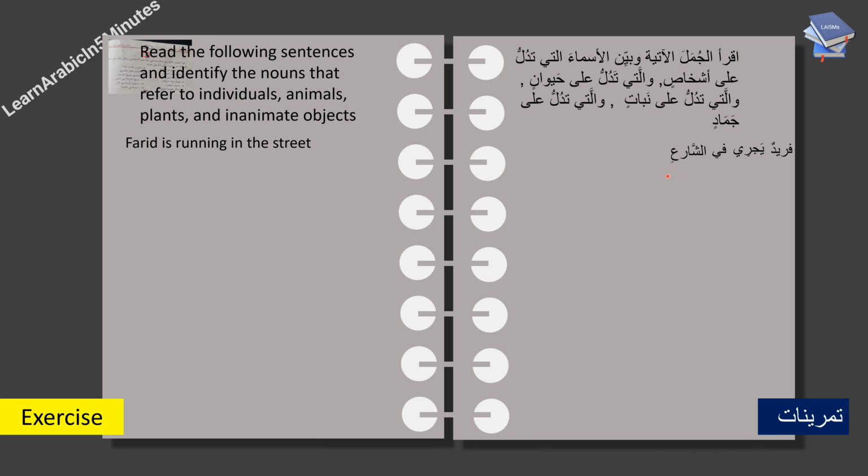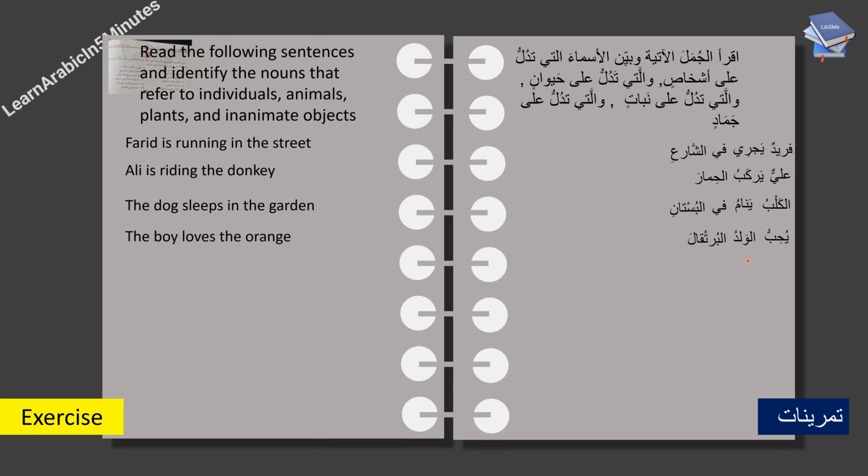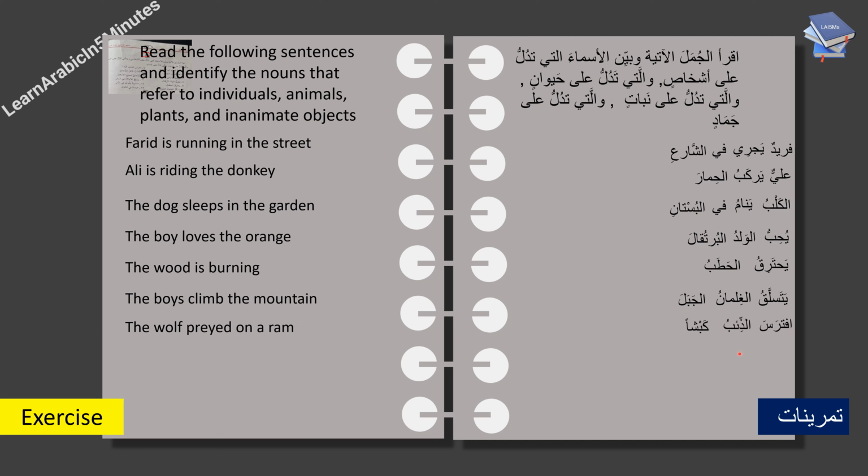فريد يجري في الشارع. Farid is running in the street. علي يركب الحمار. Ali is riding the donkey. الكلب ينام في البستان. The dog sleeps in the garden. يحب الولد البرتقال. The boy loves the orange. يحترق الحطب. The wood is burning. يتسلق الغلمان الجبل. The boys climb the mountain. افترس الذئب كبشا. The wolf preyed on a ram.